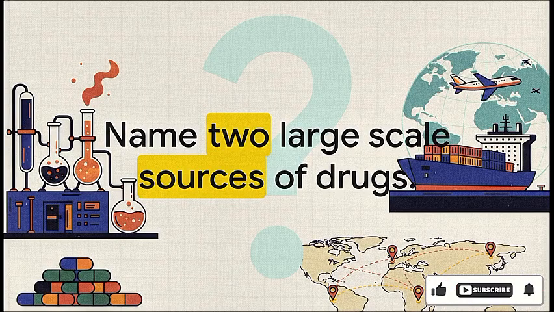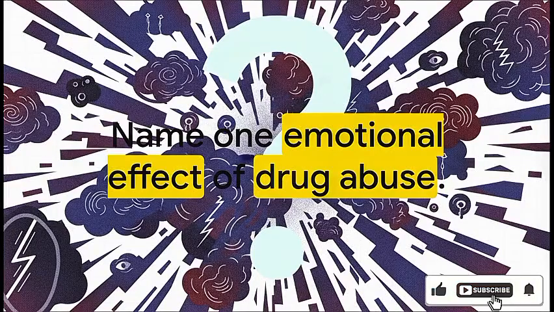Can you name 2 large-scale sources of drugs? Let's test that memory. Think back to those massive operations we discussed, the suppliers moving bulk quantities across borders long before they hit the streets. Where did those come from? Moving on to question 3. Name 1 emotional or mental effect of drug abuse. Focus in on that internal psychological damage we looked at. What actually happens to someone's mind and emotional stability when they get trapped in that cycle?